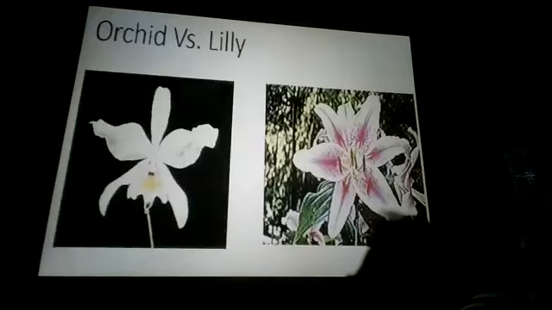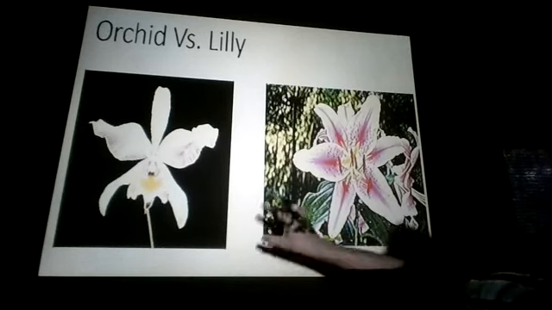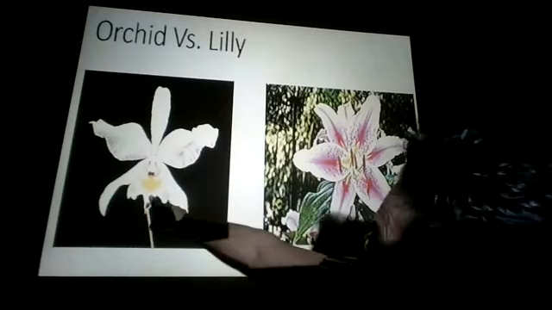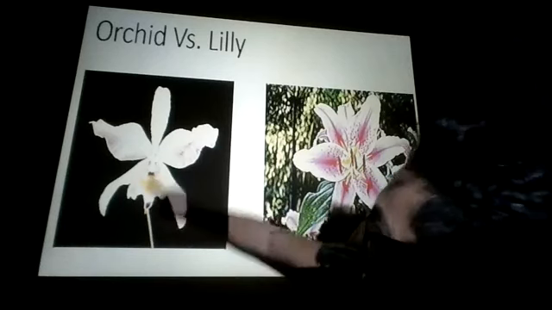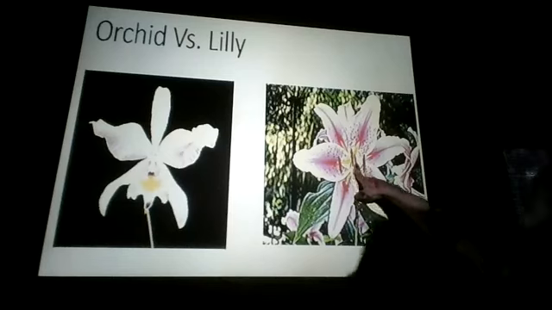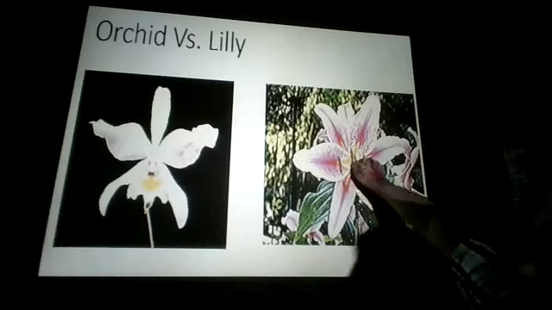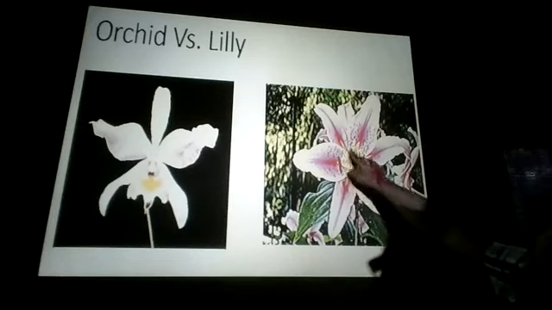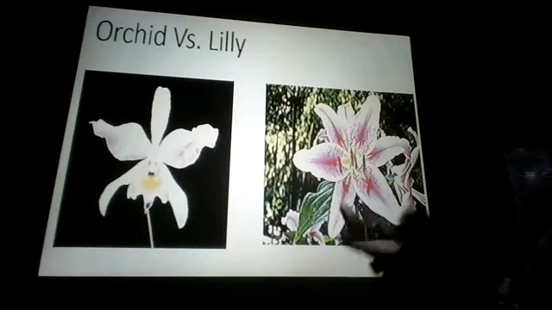So go ahead. What makes orchids different from other plants is these two things right here. You have a lip and you have the column. Over here in a lily, you're going to have the filament, the anther, and the stigma is in the middle. So this makes them different.